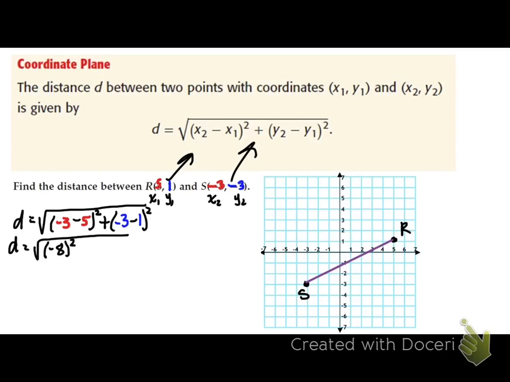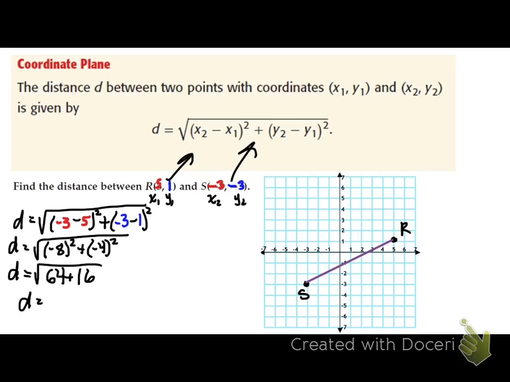Negative 8. Gotta be worried about those negatives. Keep those negatives important. Negative 3 minus 1? Negative 4. So we're going to work inside to out. Square root. What is negative 8 squared? 64. Plus, what is negative 4 squared? 16.